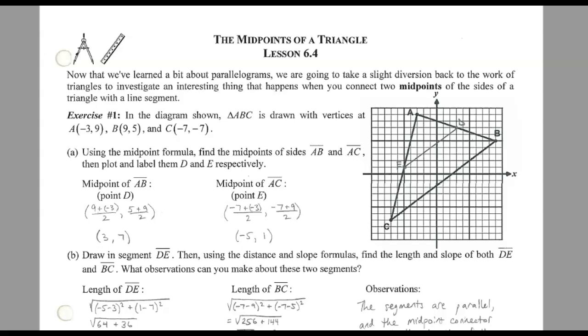And part A is asking us to use the midpoint formula to locate those points. So I've done that. You could also use slope however you want to locate those midpoints. But they've been located at 3, 7 and negative 5, 1. So point E is the one at negative 5, 1, and point D is the one up here at 3, 7. All right, so take a minute to do that.